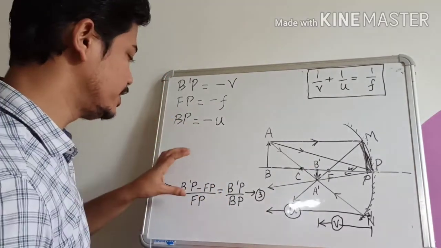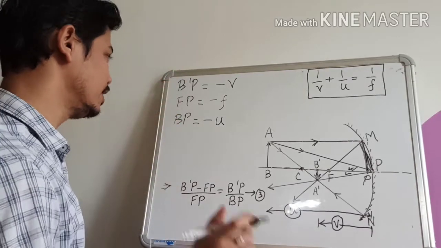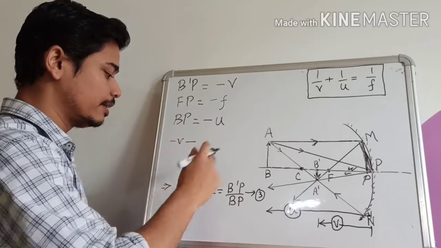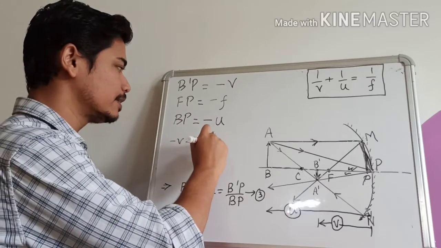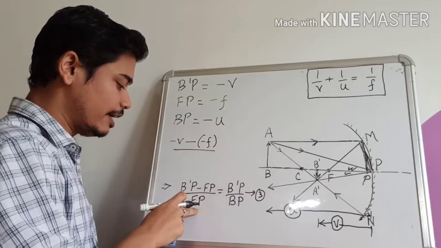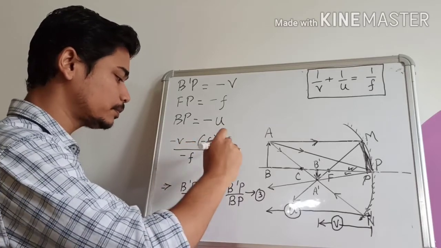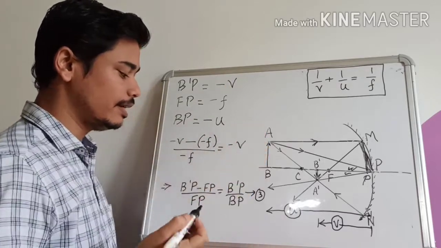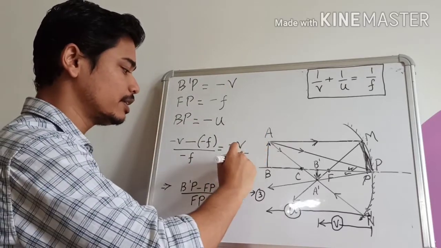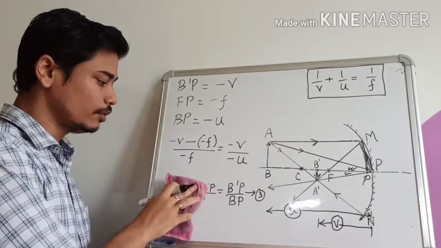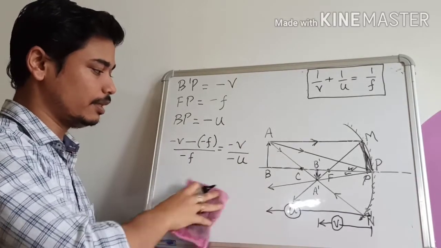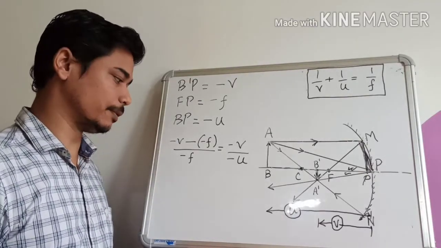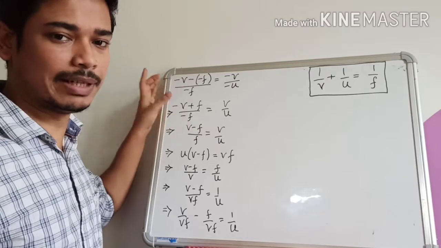Now if we substitute these values in this equation, then what will happen? B dash p will become minus v minus fp. Fp is minus f, divided by fp, this is minus f, is equal to b dash p. B dash p is minus v divided by bp. Bp is minus u. So this is our main equation. Now if we simply solve this equation, then we are going to obtain the mirror equation. Let us simply solve this mathematical equation.